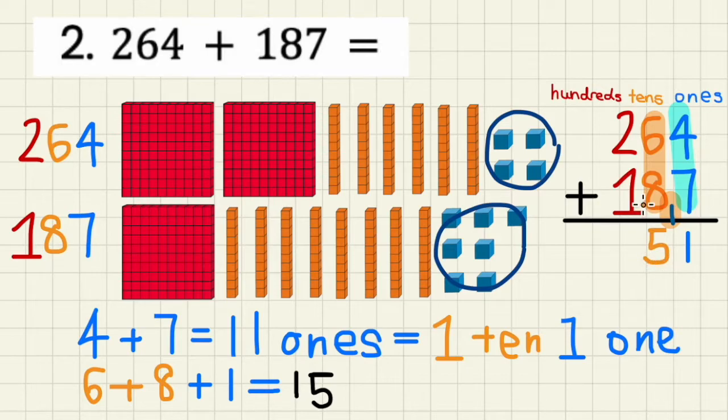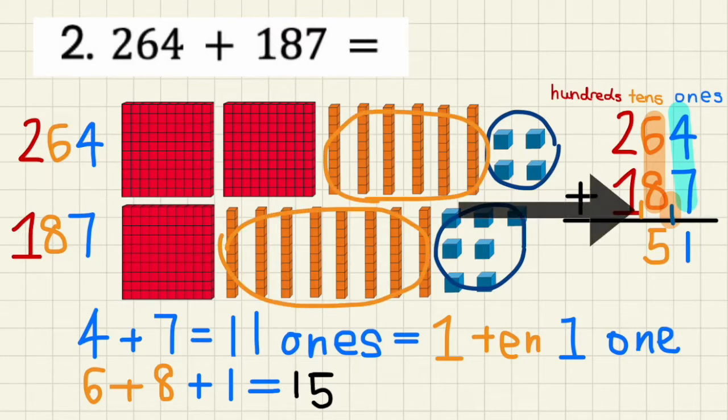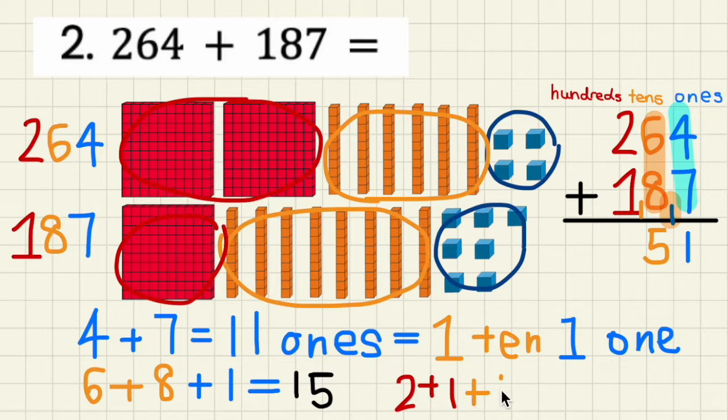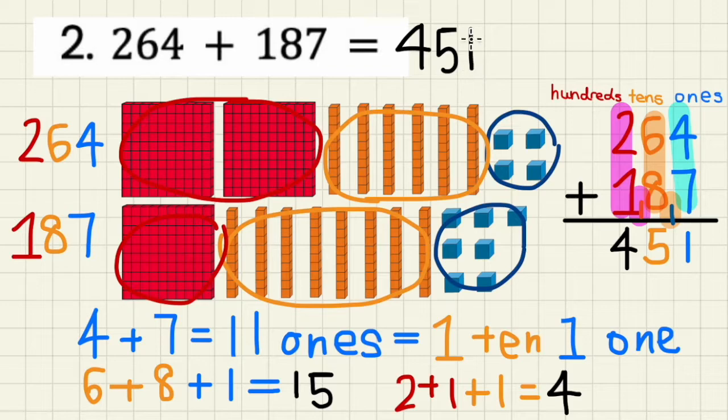So again, just like before, we would have to carry that 1 forward to the hundreds place. And we can write a small 1 right between the hundreds and tens column. So the hundreds place would be 2 plus 1 plus 1. And that would equal 4. So our final answer to 264 plus 187 is 451.